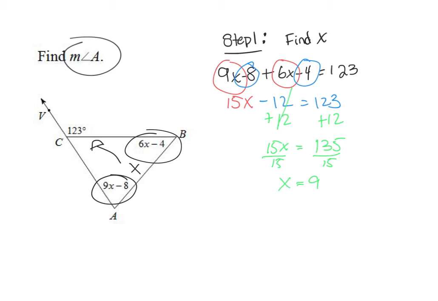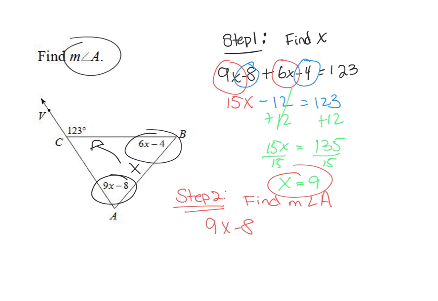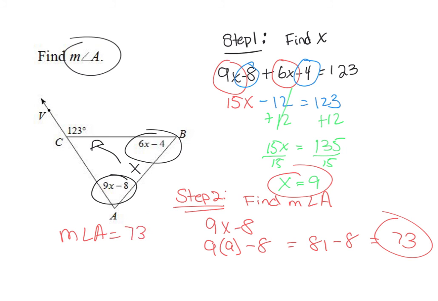Now I have my second step to actually answer the question. The measurement of angle A was represented by 9x minus 8, but in my previous step, I found that x is actually equal to 9, so I can replace the letter x with the number 9 and evaluate my expression. So 9 times 9 is 81, minus 8 is 73. So the measurement of angle A is going to equal 73 degrees.